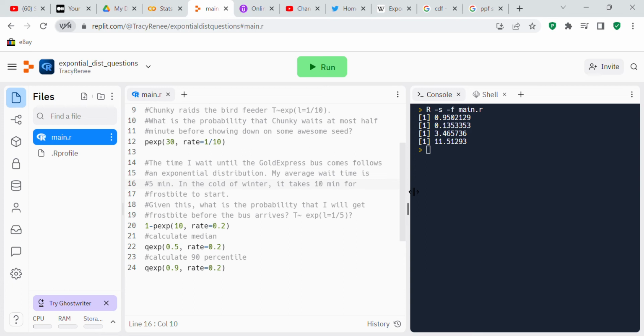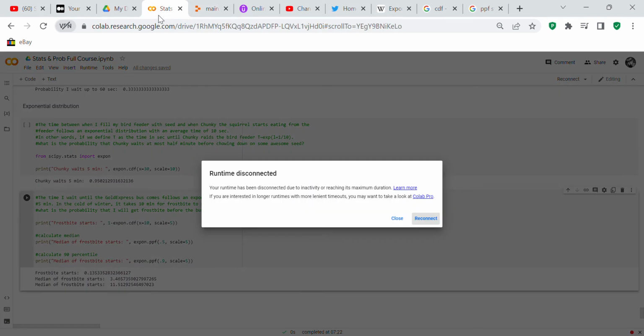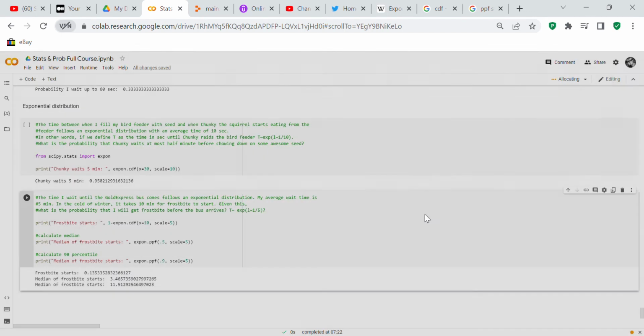11.51293. So what I did was I translated this code into Python, and I had to do research to do it, especially with the median and the 90th percentile, because it wasn't easy to find, because obviously I'm new at statistics and I'm definitely new at probabilities.